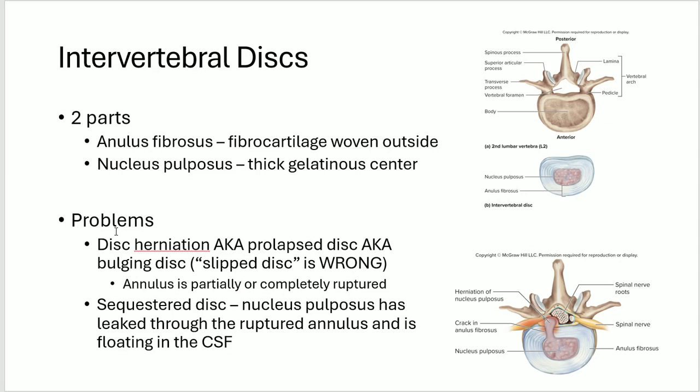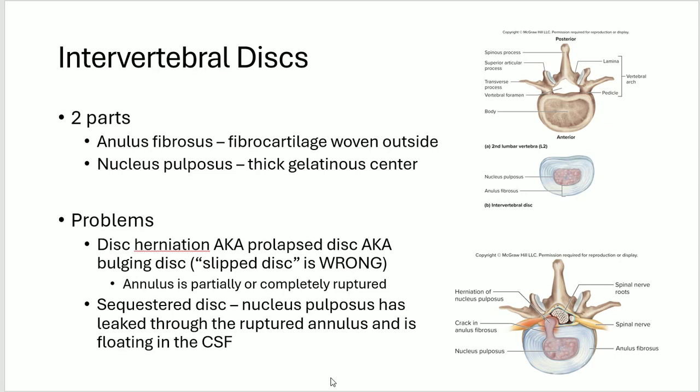Some problems that can arise here are disc herniations or prolapsed disc or bulging disc. Okay, so all three of these are correct. All three of these are talking about the same thing. It is not a slipped disc. This disc has not slipped. What's happened is that the annulus, this fibrocartilage woven outside, has partially or completely ruptured, and this nuclear gelatinous center is seeping out and into the spinal nerves. So lots of pain here.